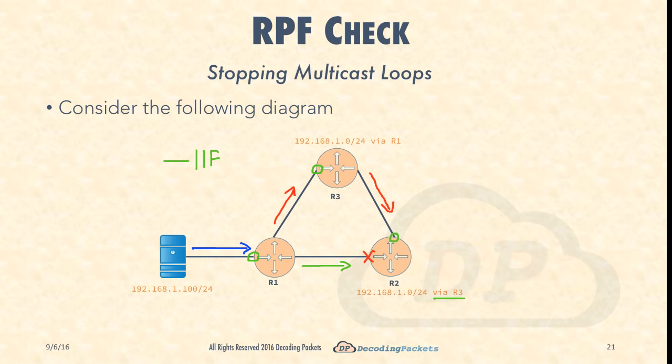R2 receives the same packet also on the IIF. So that is now consistent. This particular packet will also pass the RPF check and would be forwarded anywhere it needed to be forwarded without causing a multicast loop. So with this simple data plane trick, or data plane check if you will, the RPF check, multicast loops can literally be stopped before they actually form.